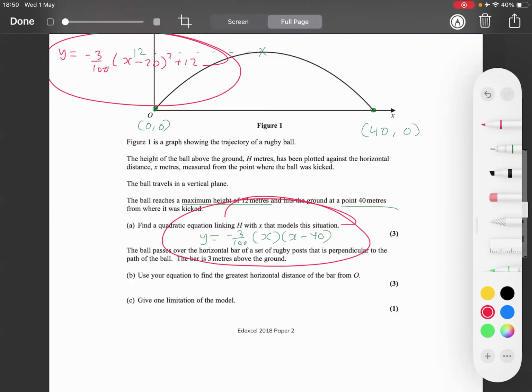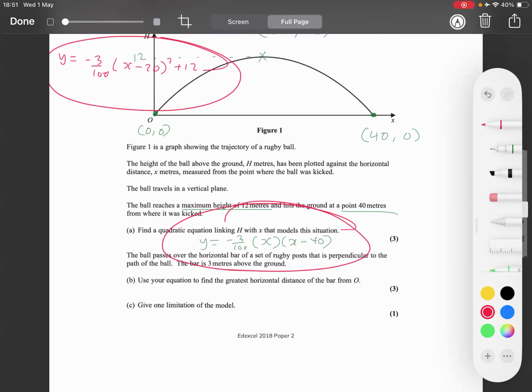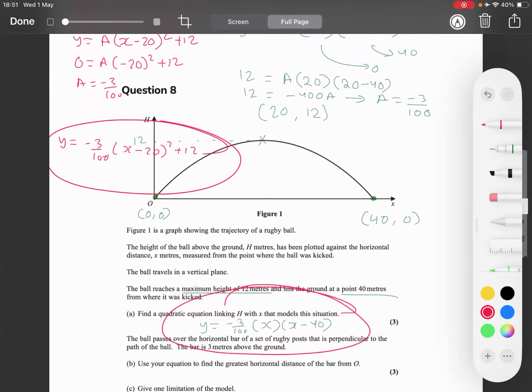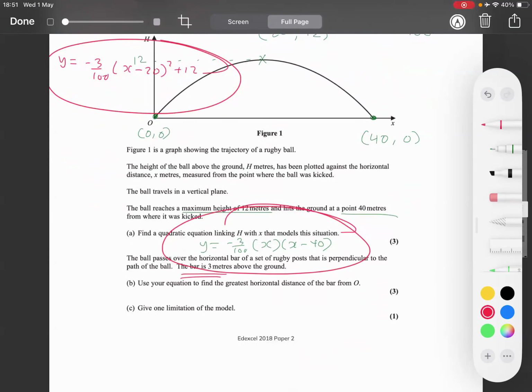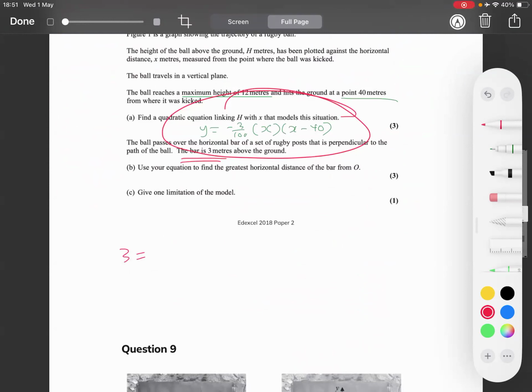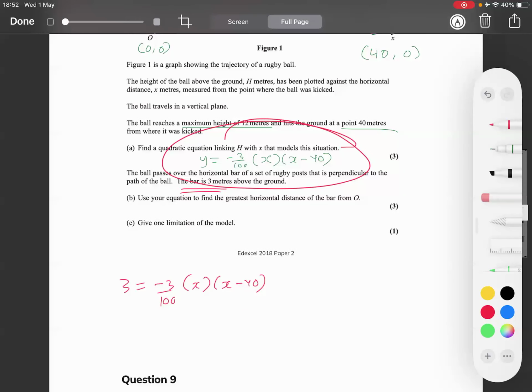Part B says, use your equation to get the greatest horizontal distance off the bar from O. So use your equation to get the greatest horizontal distance when y is equal to 3, the height. So we just sub y equals 3. So we get 3 equals minus 3/100 x times x minus 40. If we times by 100 both sides, we get 300 equals minus 3x times x minus 40, so 300 equals minus 3x squared plus 120x.